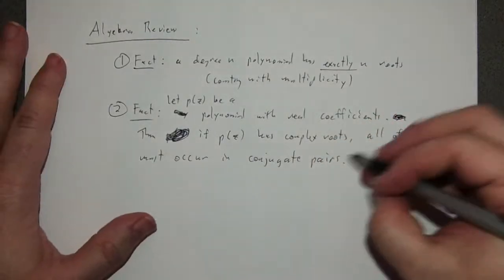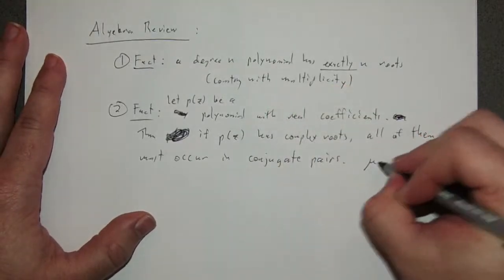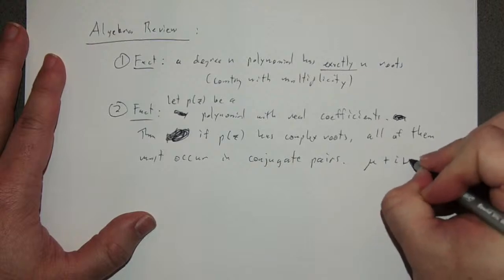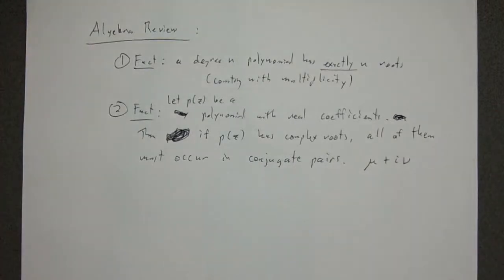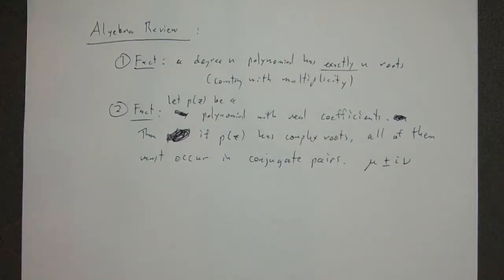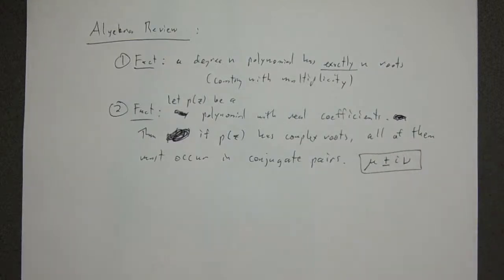So if you have a root, and instead of using lambda and mu, I'm going to use mu and nu. If you have a root to your polynomial, mu plus i nu, then mu minus i nu has to also be a root. You can't just have one or the other. You have to have both. So the complex roots come in pairs.